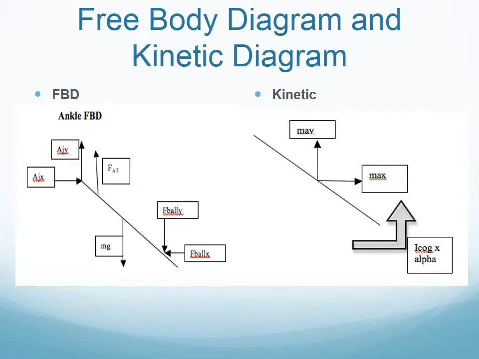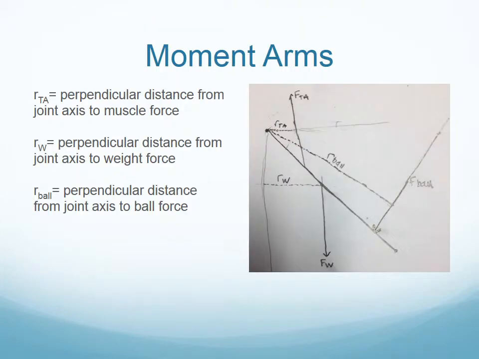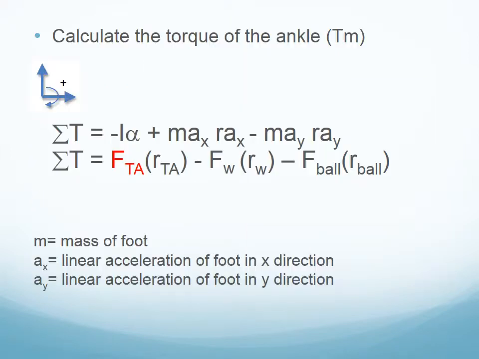The first step in calculating torque is drawing the free body and kinetic diagrams. A free body diagram only includes the external forces acting on the system. The kinetic diagram shows the forces causing the motion of the segment. Now we are ready to start the problem. First, we find the moment arm of each force. This is the perpendicular distance from the axis of rotation to the force.